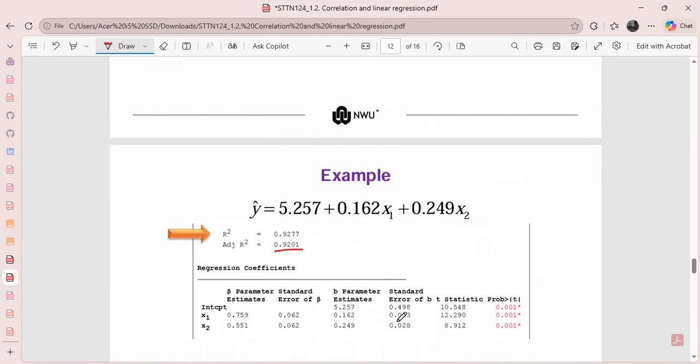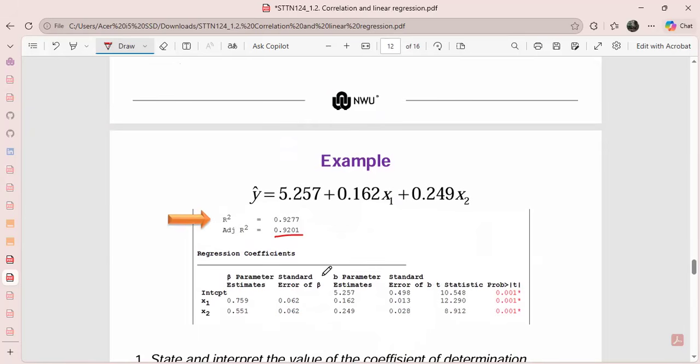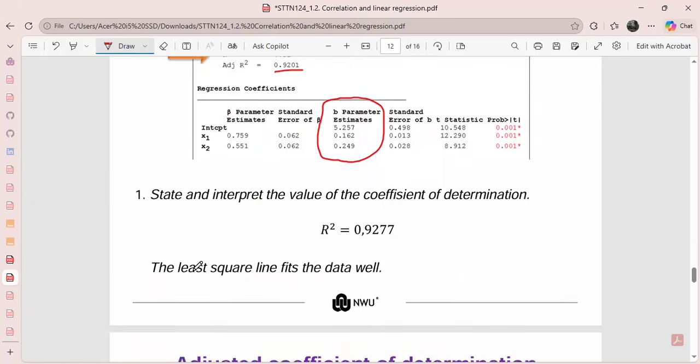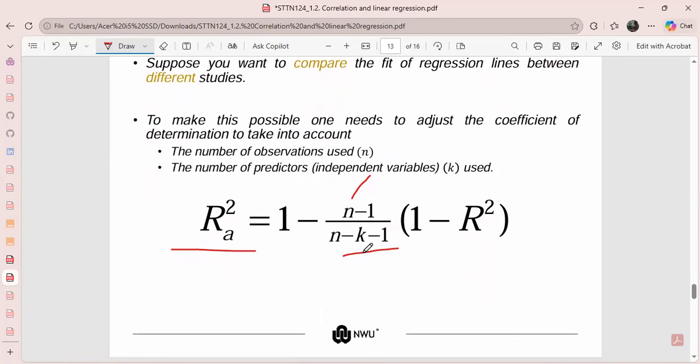Let's go back to this. Here we know that for the multiple regression equation, we use the B parameter estimates like this. We use this one and this one to get our multiple regression. So now this is what you do. For the value of k, you check how many independent variables you have. You have x1, you have x2. So it means you only have 2 independent variables. That will be the value of k. So the value of k will be equal to 2 in this case.